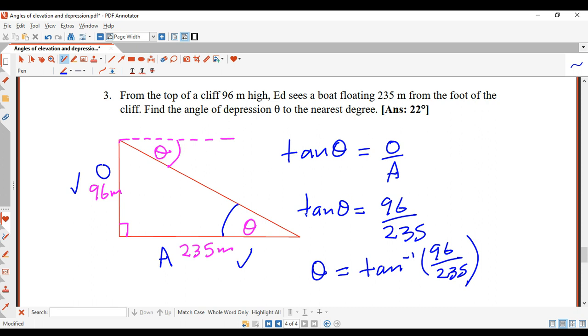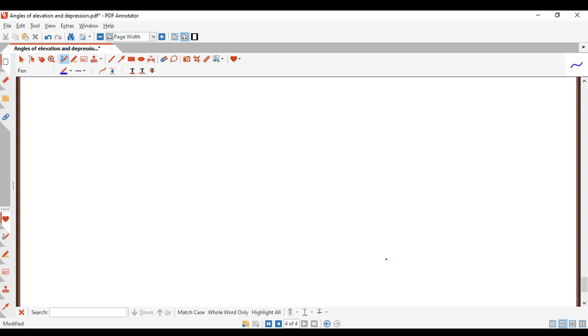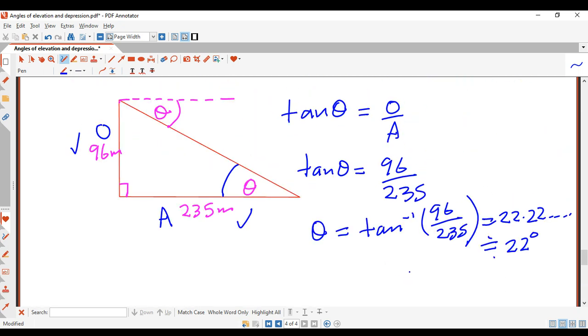It says to the nearest degree there, so you'll get 22.2, and it keeps going. So you round that to 22 degrees. Okay, so that's our last question. Make sure all that's copied down and then get stuck into the exercise.